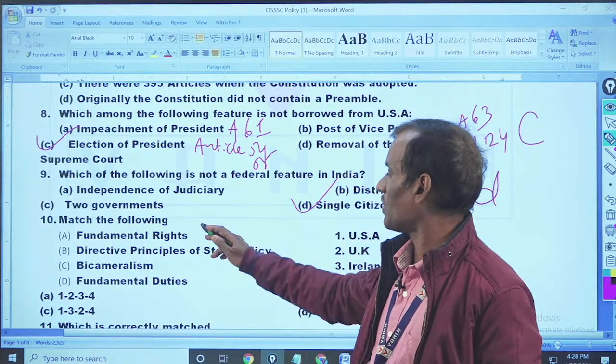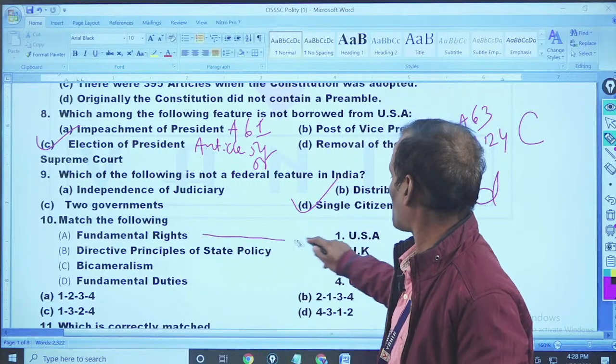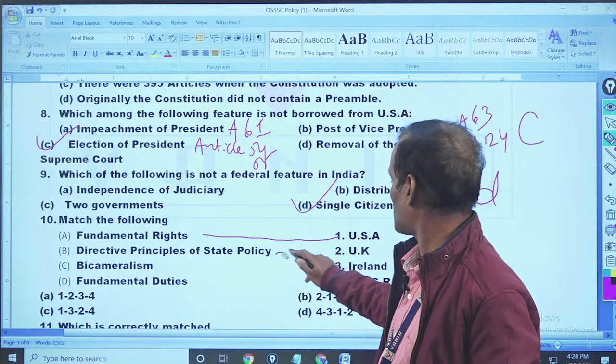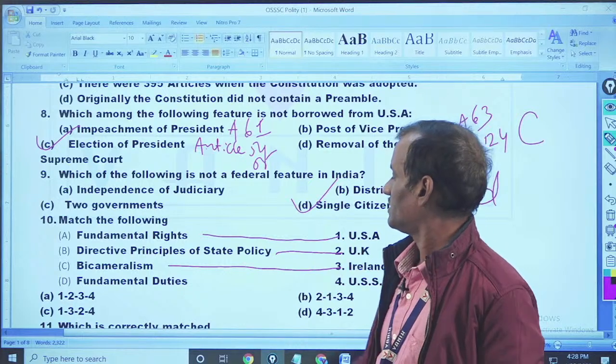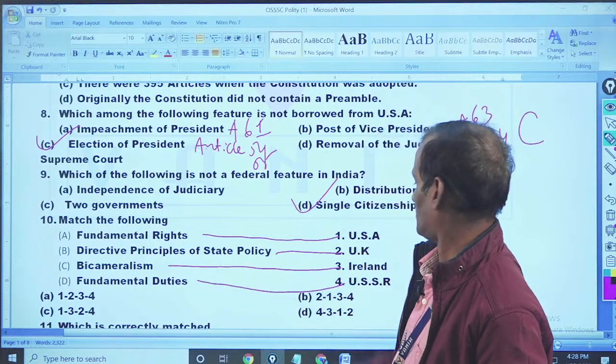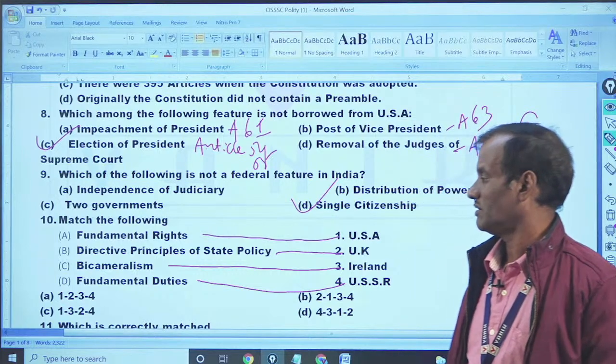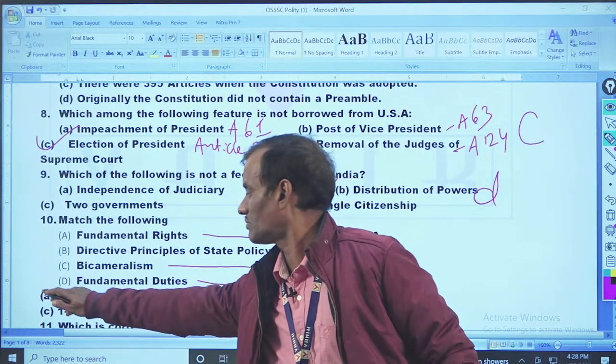Then match the following. Fundamental rights have been borrowed from USA. Directive principles are from UK, bicameralism from Ireland, fundamental duties from USSR, that is Soviet Russia. So 1, 2, 3, 4 is the answer.